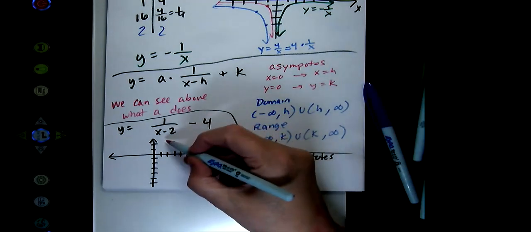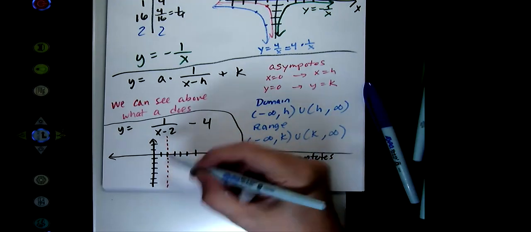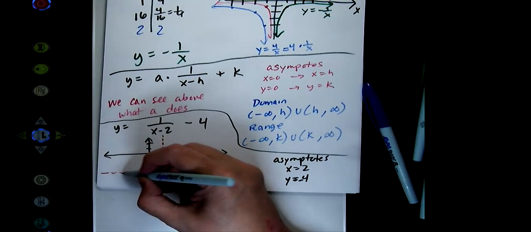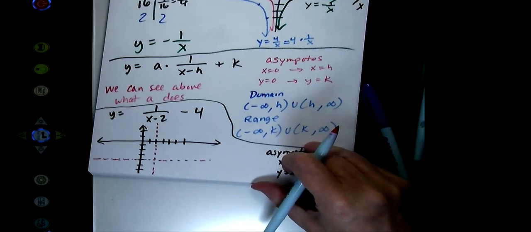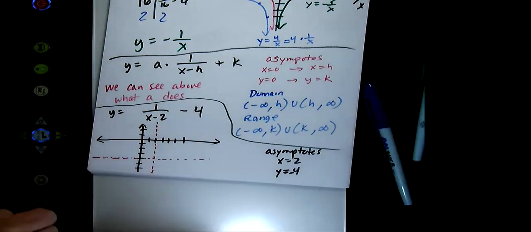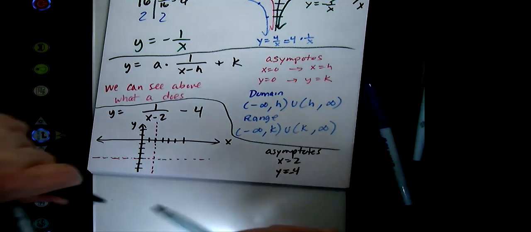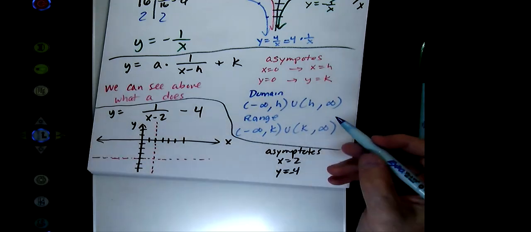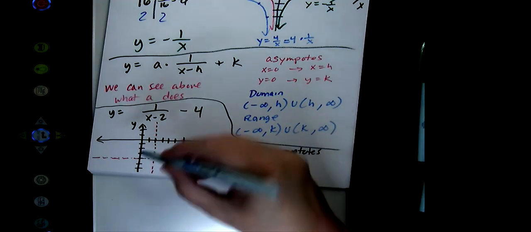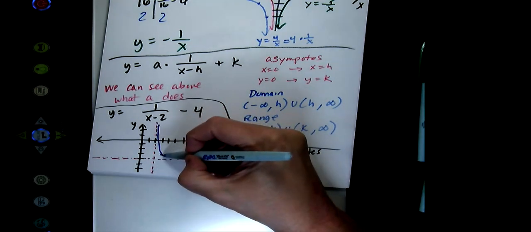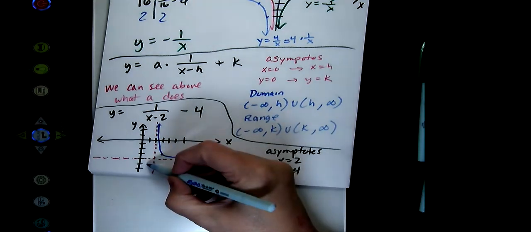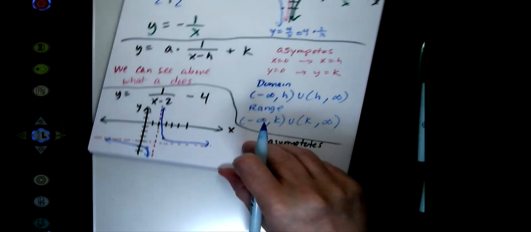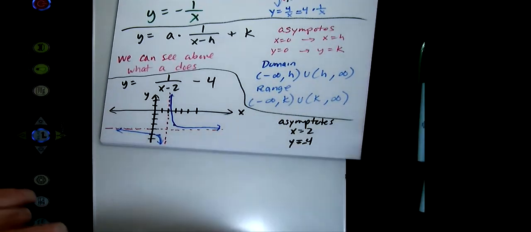So I'll throw my asymptotes down in red. And we saw that graph just does this. So now it's approaching those. It can actually cross the y and x axis, but it doesn't cross x equals 2 or y equals negative 4.